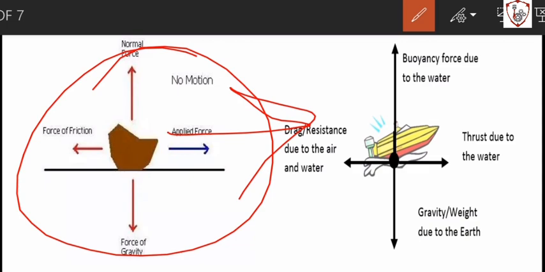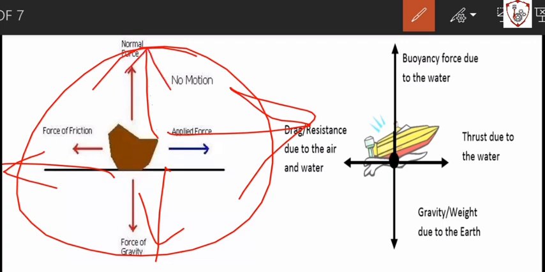The surface has friction, so there would be a frictional force acting in the opposite direction to the force applied on it, that will be in the backward direction. Now its own weight is working in the downward direction, and the normal force, the contact force, in the upward direction. So these are all the four forces acting on it, and the body is not in motion.